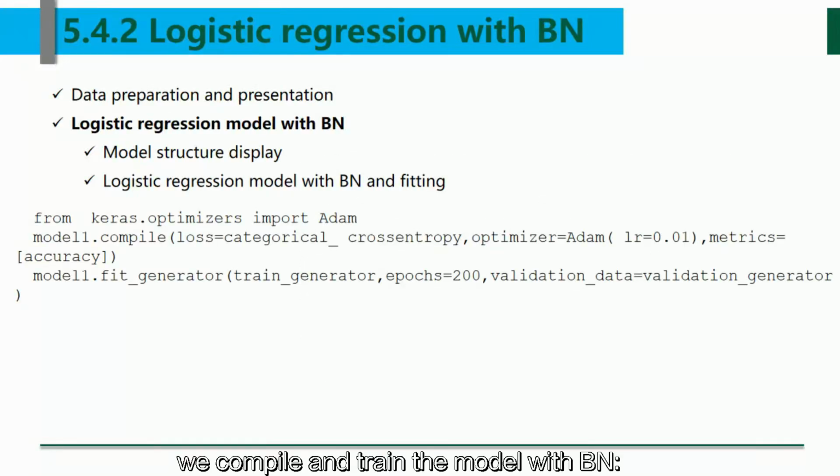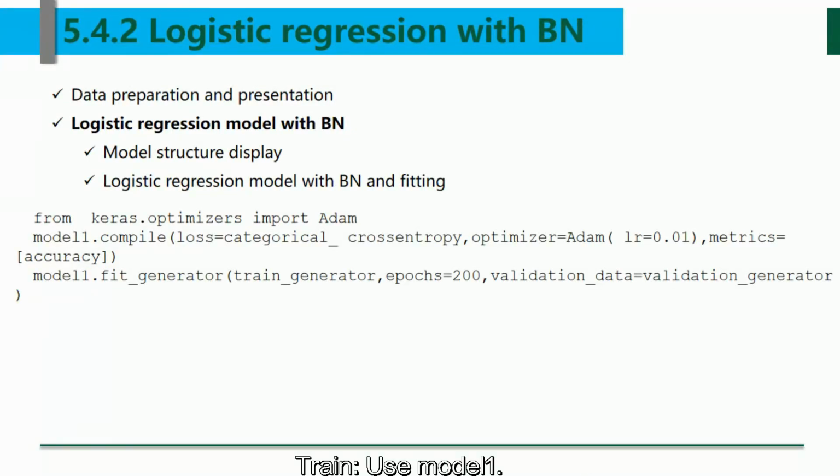Next, we compile and train the model with BN. Compile: model1.compile with optimizer equals Adam, learning rate equals 0.01, loss equals categorical_crossentropy, metrics equals accuracy. Adam optimizer with learning rate 0.01, BN lets us use a slightly larger learning rate. Categorical cross-entropy for binary classification with one-hot labels, and we track accuracy.